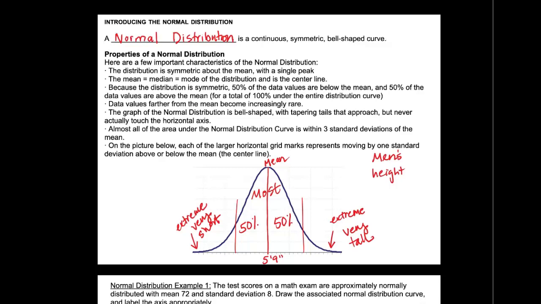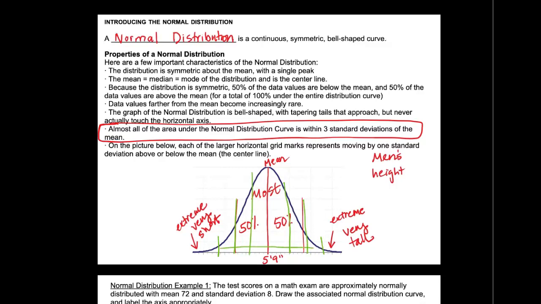They never touch the x-axis, but they get closer and closer to the point where there's really very little data underneath there. And so almost all the area under the normal distribution curve is within 3 standard deviations of the mean. And we'll talk a little bit more about standard deviations in a minute, but standard deviations might look like this. If we have 1 standard deviation, 2 standard deviations, and then 3, and then 1 standard deviation above, 2 standard deviations above, and 3 standard deviations above. So most of the data is going to fall within 3 standard deviations, and you're going to have very few on these tails.